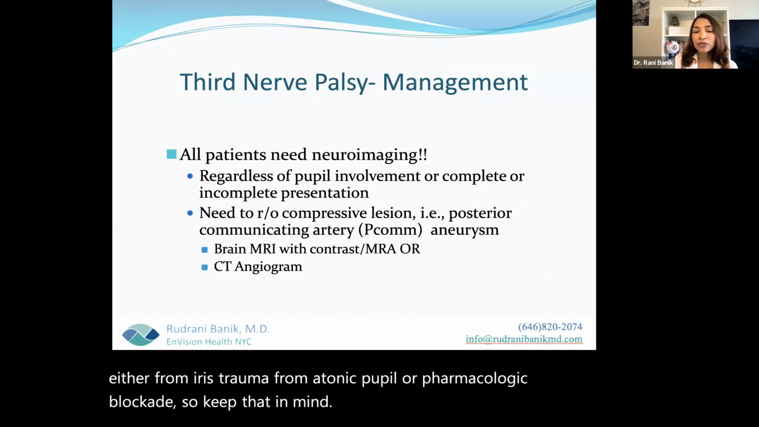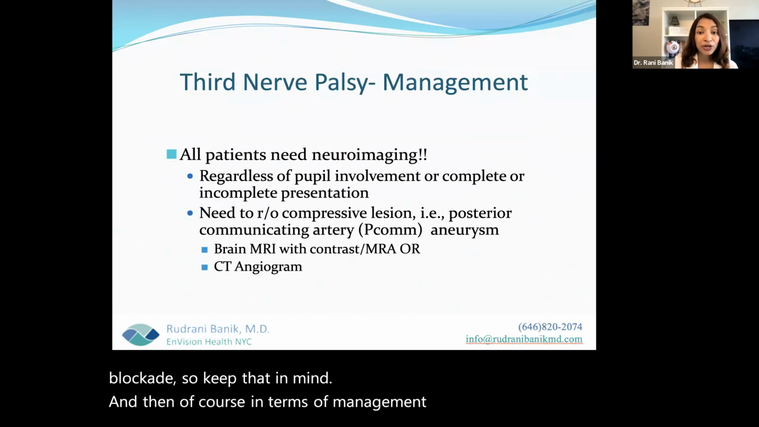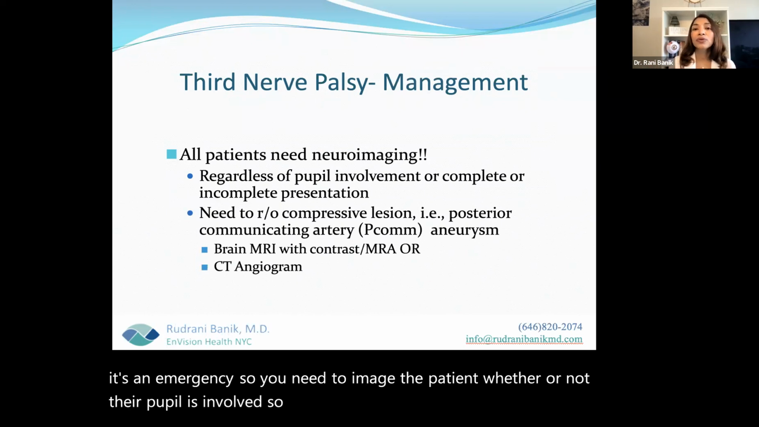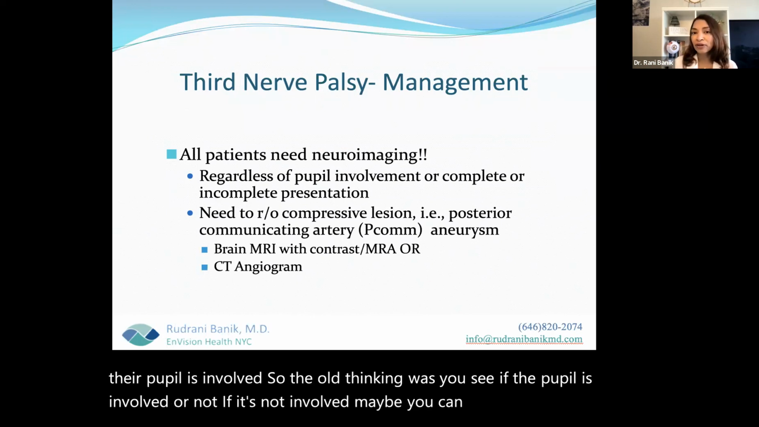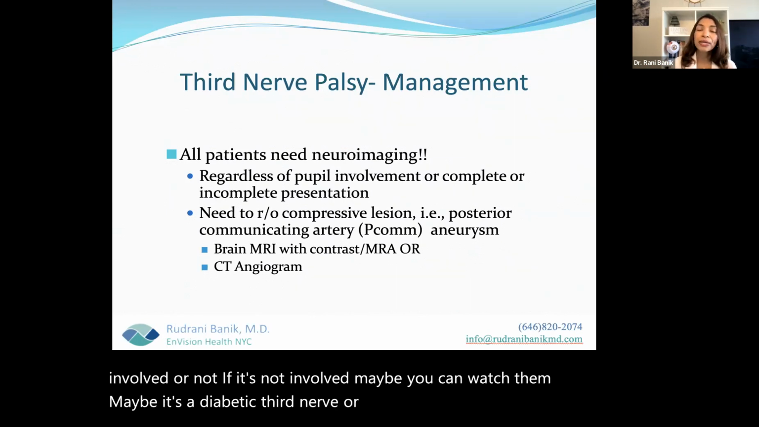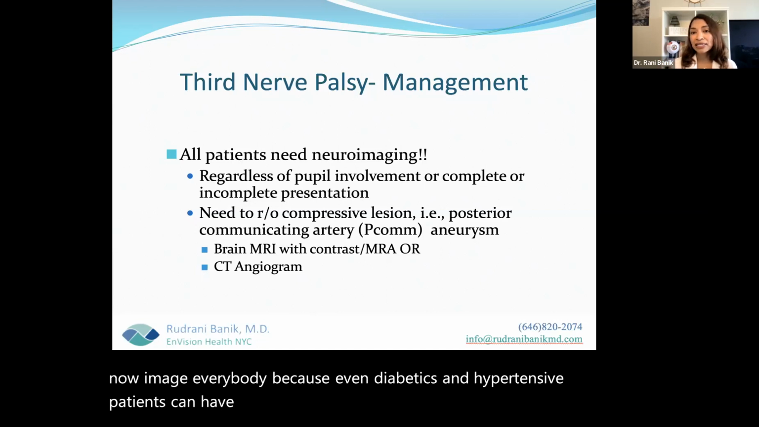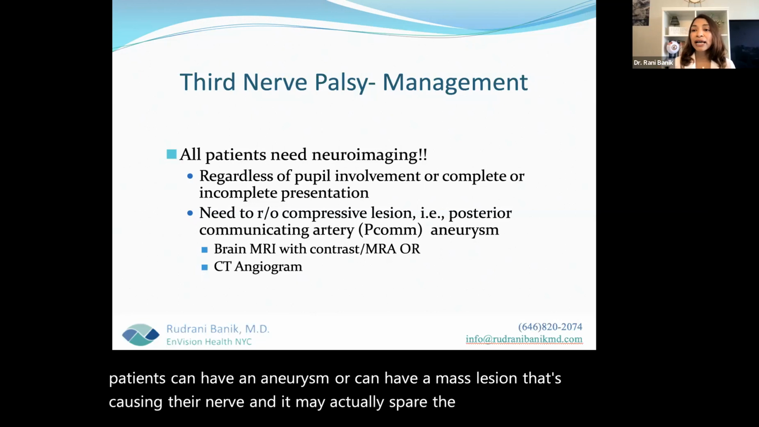And then, of course, in terms of management, as I mentioned earlier, it's an emergency. So you need to image the patient whether or not their pupil is involved. So the old thinking was you see if the pupil is involved or not. If it's not involved, maybe you can watch them. Maybe it's a diabetic third nerve or hypertensive third nerve. But now image everybody, because even diabetics and hypertensive patients can have an aneurysm or can have a mass lesion that's causing their third nerve, and it may actually spare the pupil. So bottom line, image everybody with a third nerve palsy.